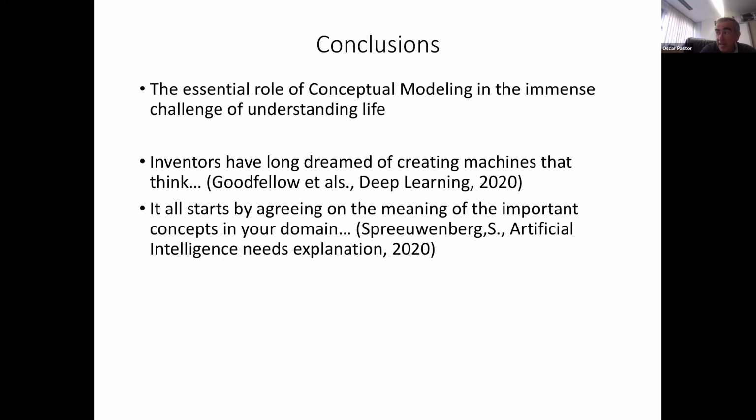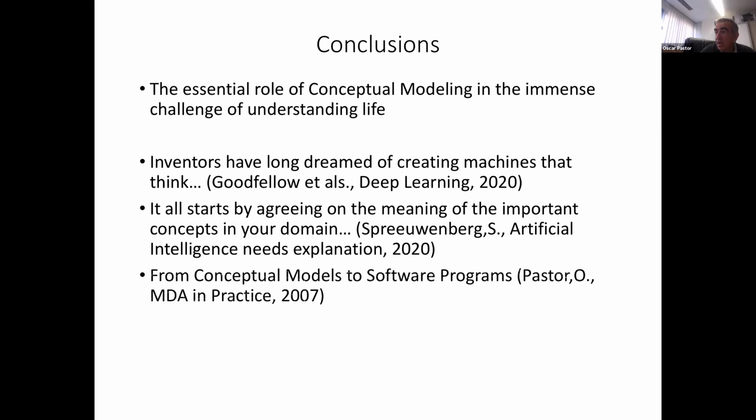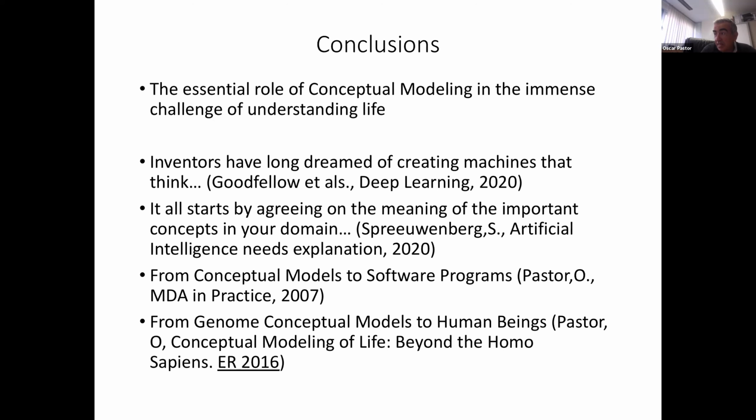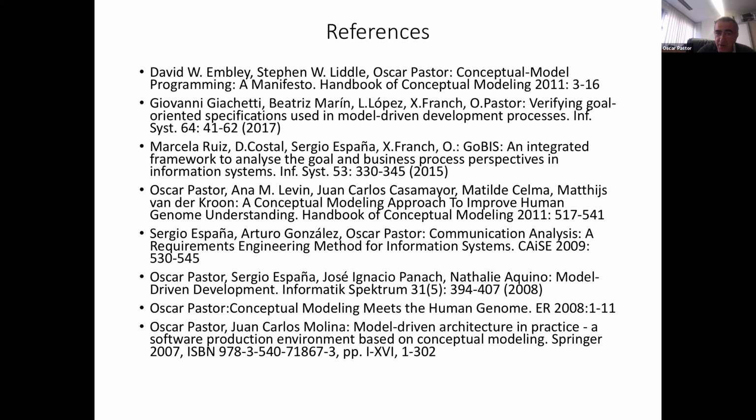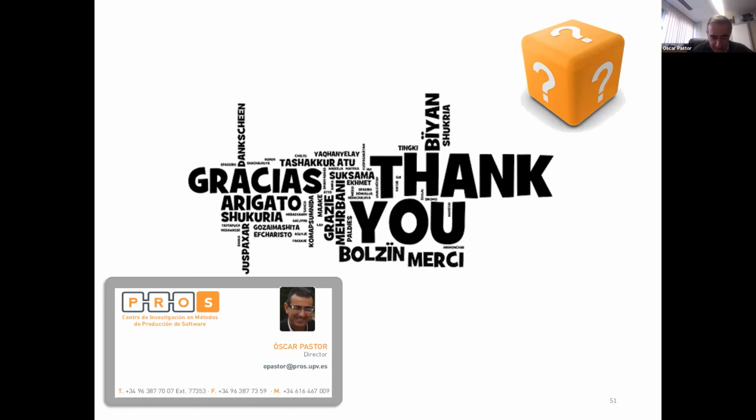It all starts by agreeing on the meaning of the important concepts in your domain. That is what I also referred to when I shared with you this idea of explainable artificial intelligence. This is what we have been doing for years, going from conceptual model to software program. That is the software engineering perspective. And I think that now the big challenge is to go from the genome conceptual models to human beings. That is the challenge that I'm happy to share with you and to invite you to join as a consequence of my talk. I will send my talk to the organizers, Alexander, and you will find a set of references and more valuable information. And this is all for my part.